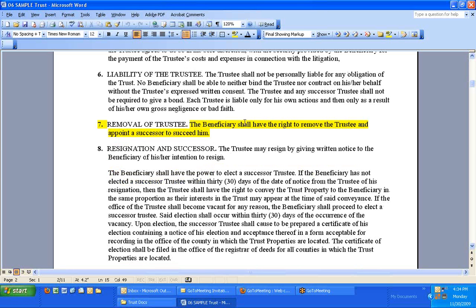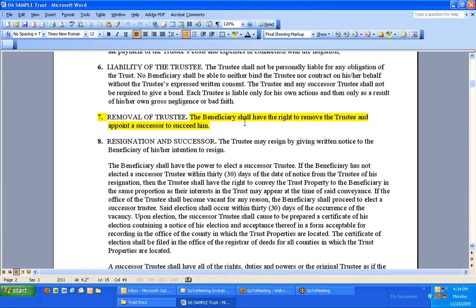Basically, it says they can fire us anytime that they want. The beneficiary has the power to elect a successor. So all of the controls are with the homeowner. It goes through some other items here dealing with the trustee, etc. Interest of the beneficiary, down to number 13.